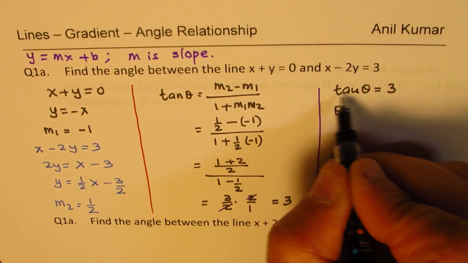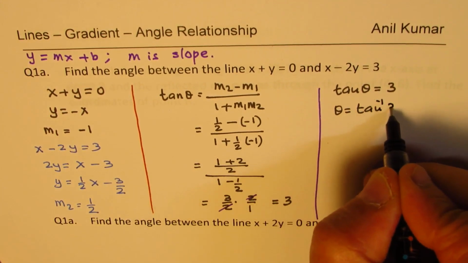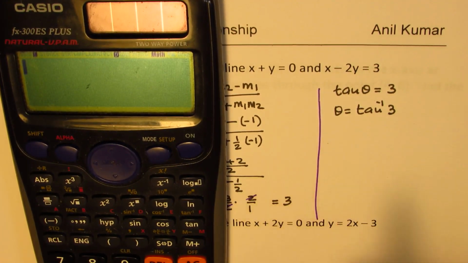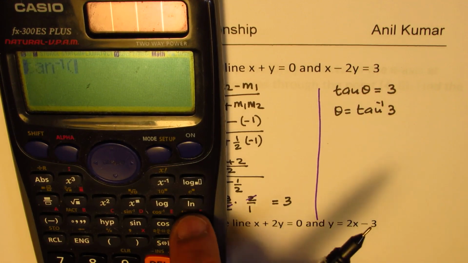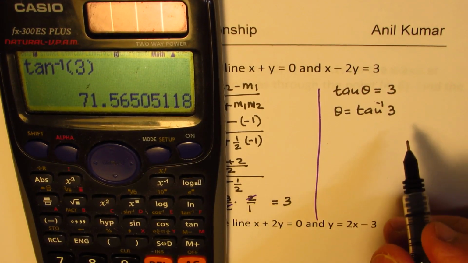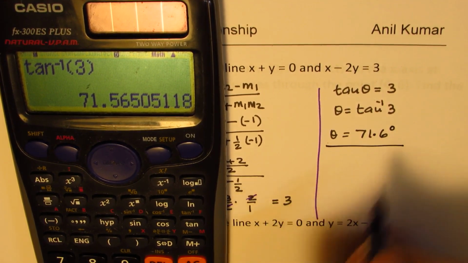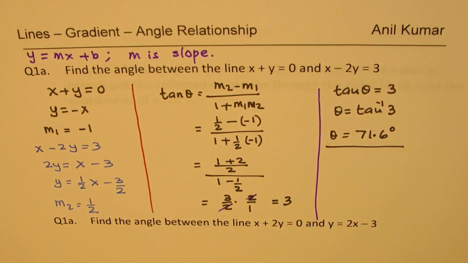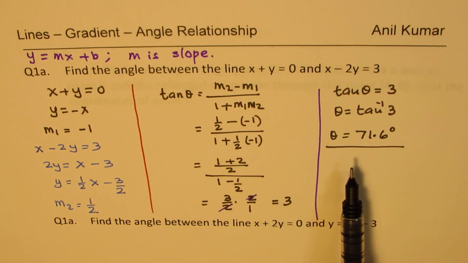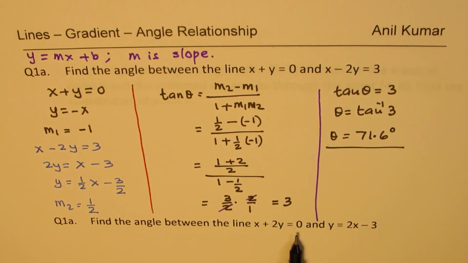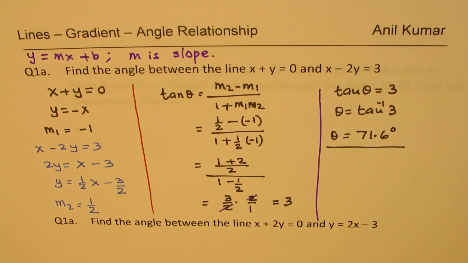So theta equals arc tan or tan inverse 3. So let's use the calculator to find the angle, right? Shift tan inverse 3 equals 71.56. So theta equals 71.6 degrees. Do you see that? So that is how we can find the angle between the two lines, right? Question number 1a, find the angle between the lines x plus 2y equals 0 and y equals 2x minus 3, is for you to practice. Clear? Okay, so let's see the next example.